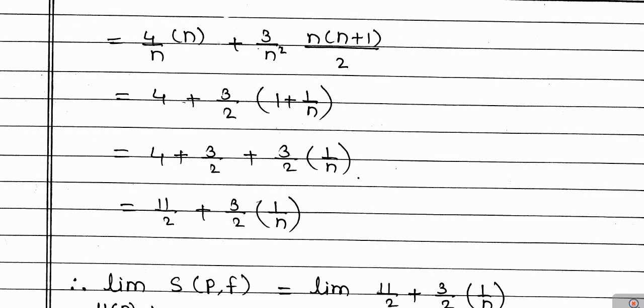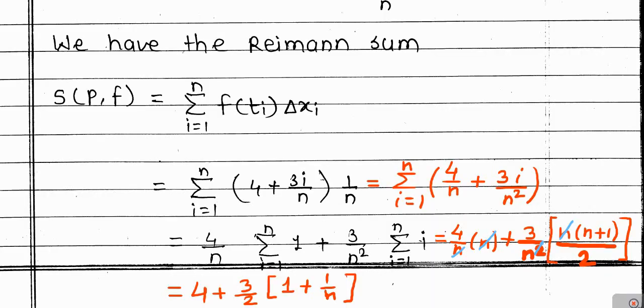As told just now, the simplification has been made, and what we got here is 4 plus 3 by 2 into 1 plus 1 by n, which can be further written, after multiplying with the 3 by 2, so the simplification can be made here itself. It is 4 plus 3 by 2, and plus 3 by 2 into 1 by n is 3 by 2 into 1 by n.